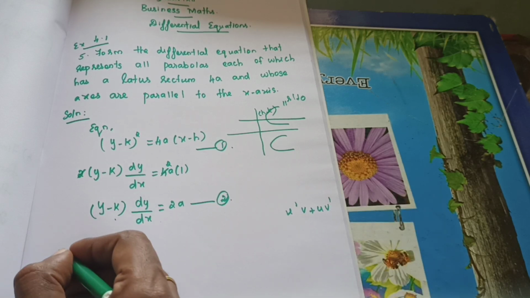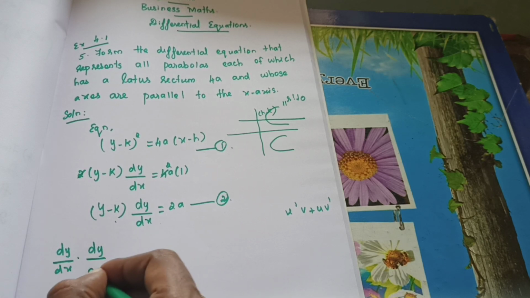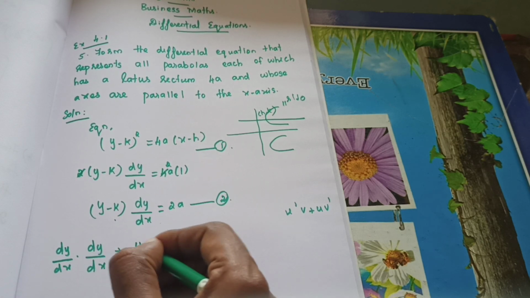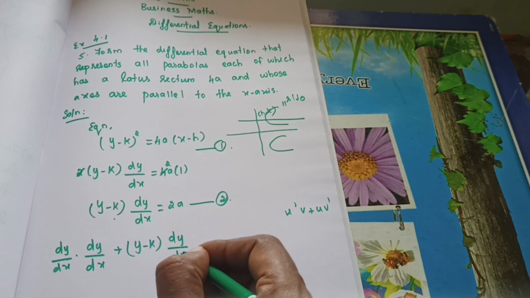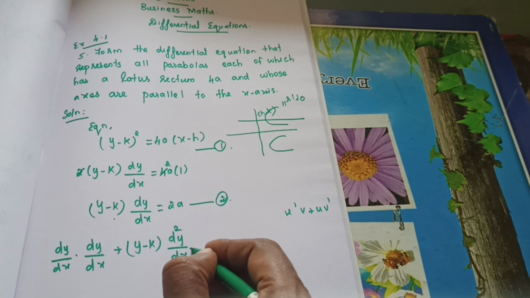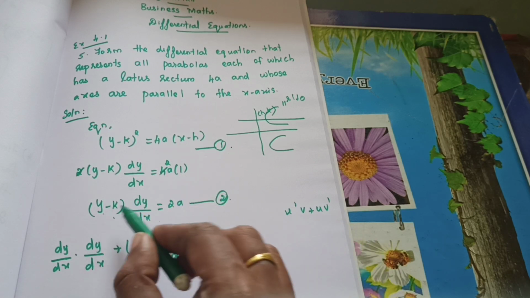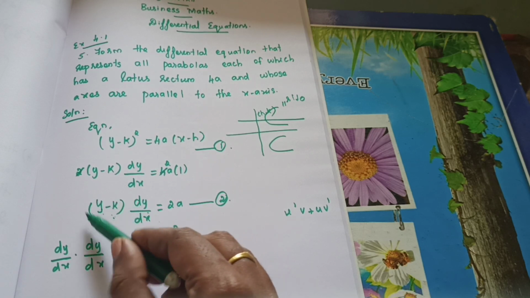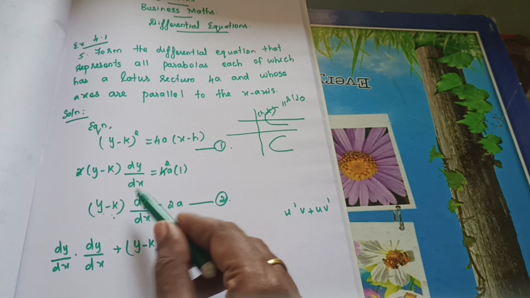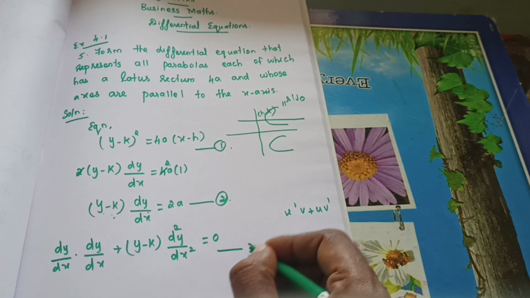Now differentiate: dy by dx into dy by dx plus (y minus k) into d square y by dx square is equal to 0. Understand, students? We differentiate this uv form: u dash into v, plus u into v dash. Differentiate, this is 0. This is equation number 3.